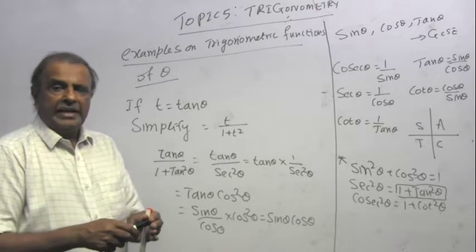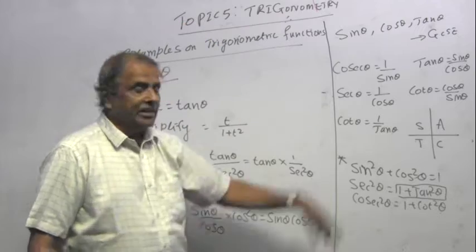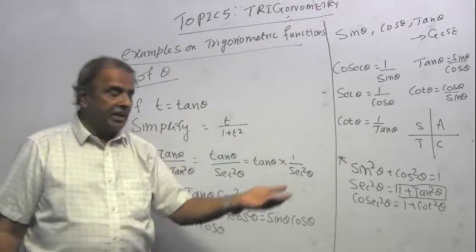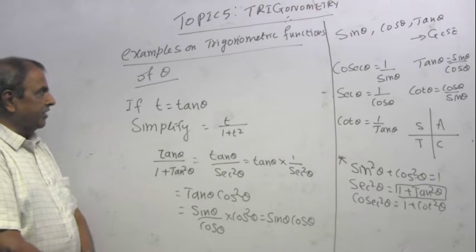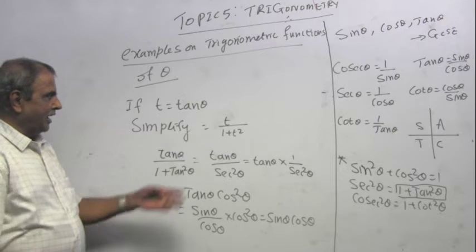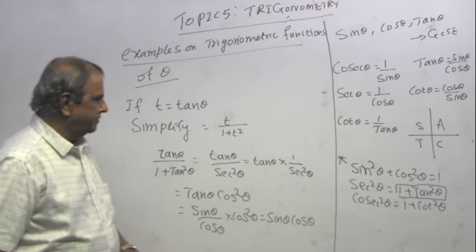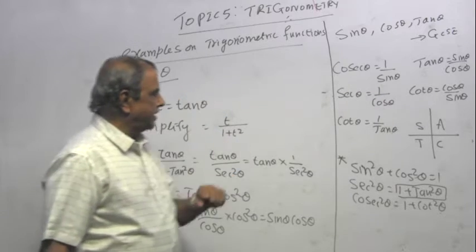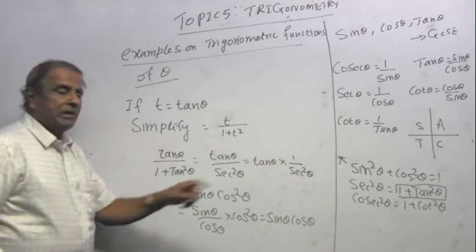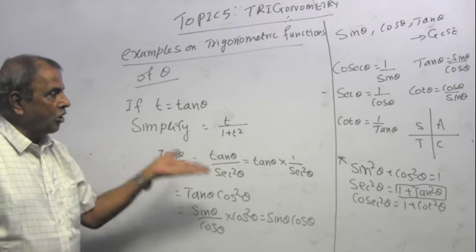Remember, sin and cos are the most fundamental trigonometric ratios, because everything else is dependent upon sin and cos. So when you get an answer in sin and cos, you see, even though we started with tan over 1 plus tan squared, because of that definition, you are able to simplify it. So the idea is you should simplify using all those formulas.